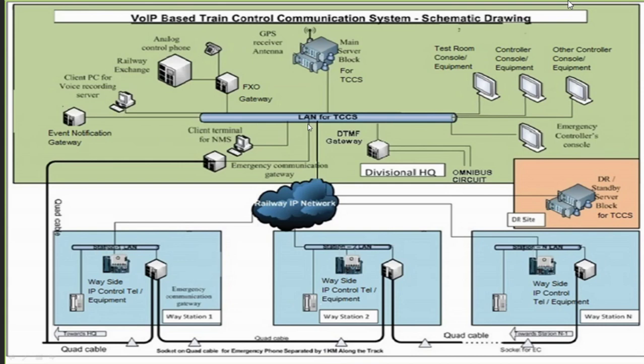If you classify the components, at headquarter you will have 3 different components. One is control room equipment, second is test room equipment, and third is the remaining additional equipment. At the way station, you will have 2 equipments: one is OFC hut equipment and second is SM room equipment. So these 5 equipments are the components of your VoIP based control communication system.